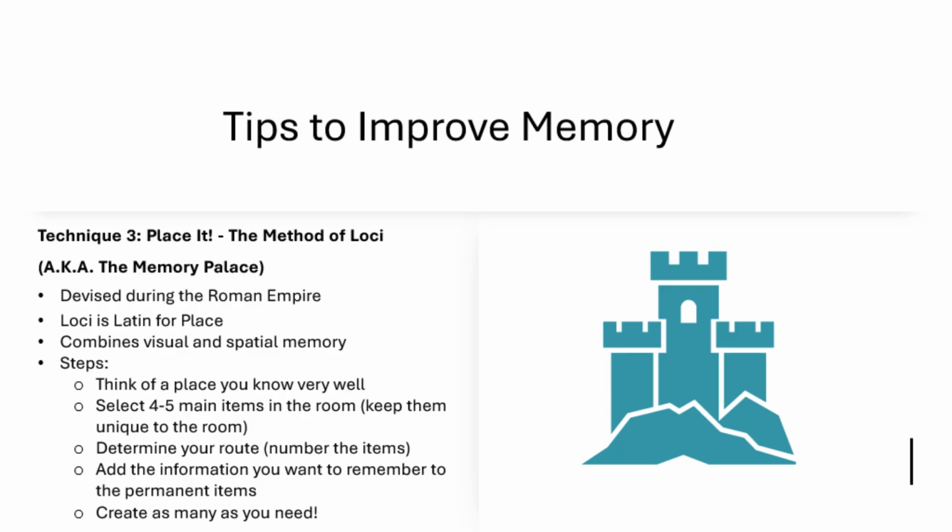Then you're going to add the information you want to remember to the permanent items. This would be coming up with a visual representation for the thing that you're trying to remember and associating it with those items. Then you create as many as you need to help you remember whatever it is that you're trying to remember.